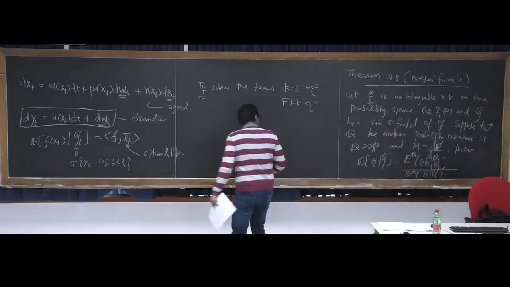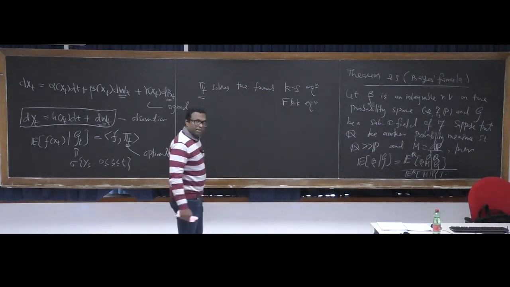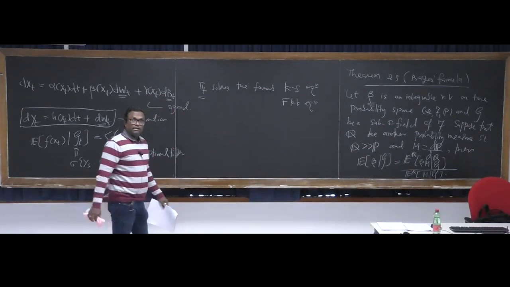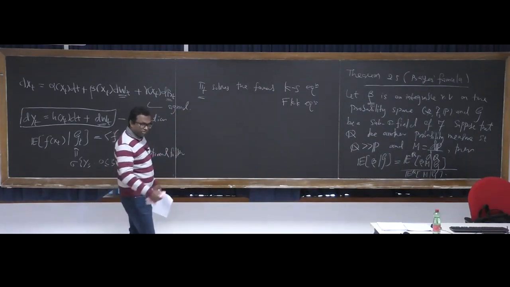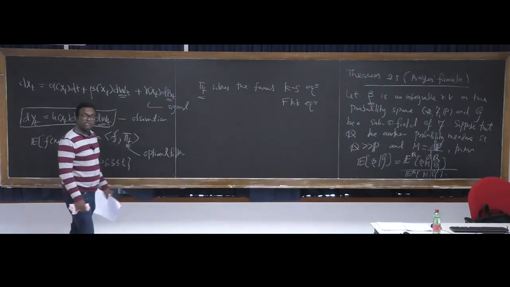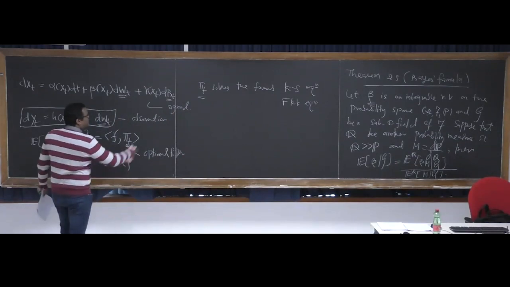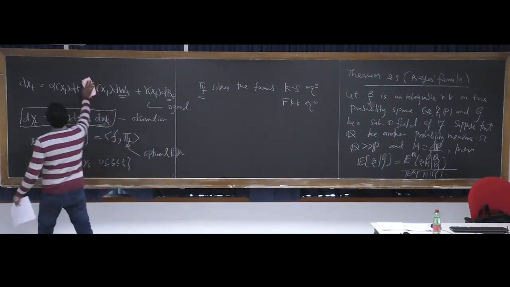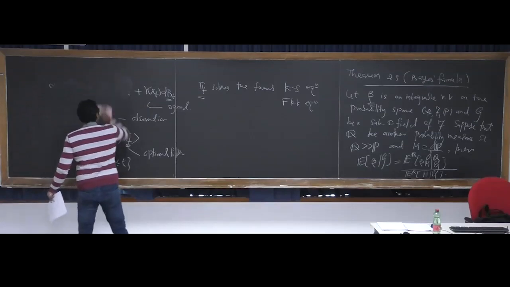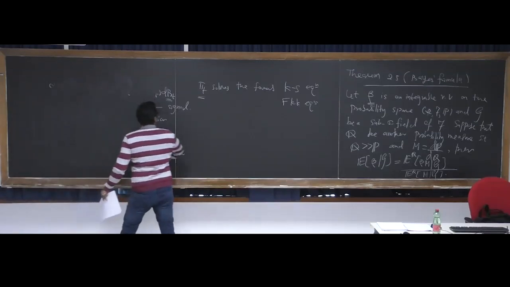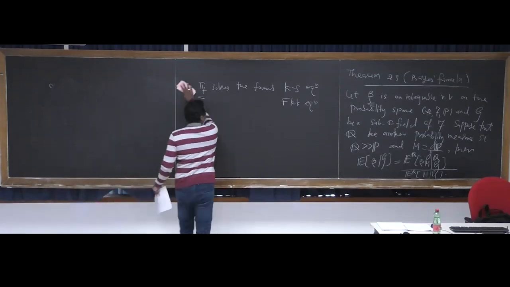So why do we need this theorem? Because we use it to prove the generalized version of the Bayes theorem associated with random processes, which is called the Kallianpur-Striebel formula. So let's start to prove this Bayes formula.